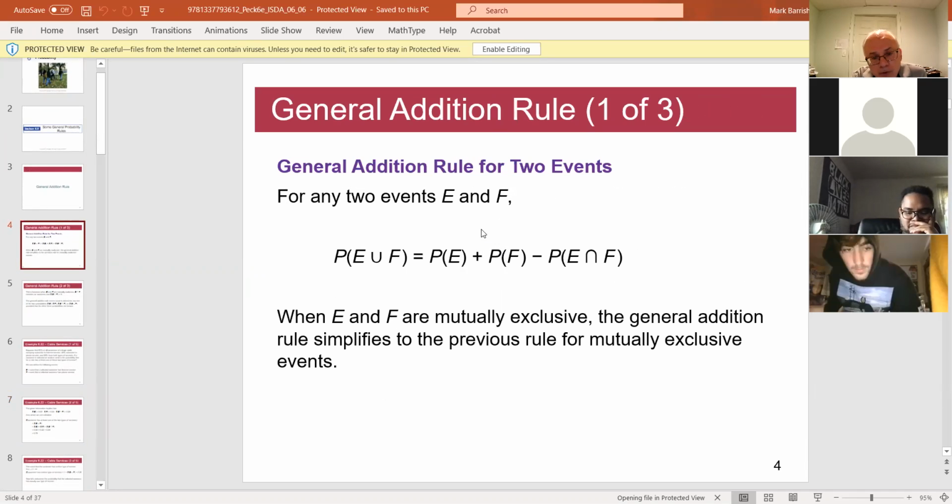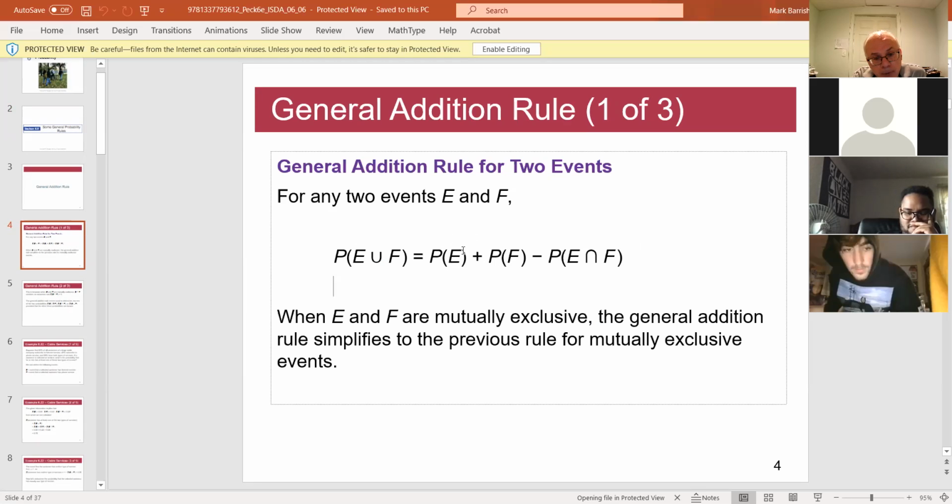Well, if two events are occurring, it is possible that both events occur simultaneously. It's possible. If they are independent, they certainly can occur simultaneously. But even if they're dependent, they can occur simultaneously. It is possible that two events can occur simultaneously.